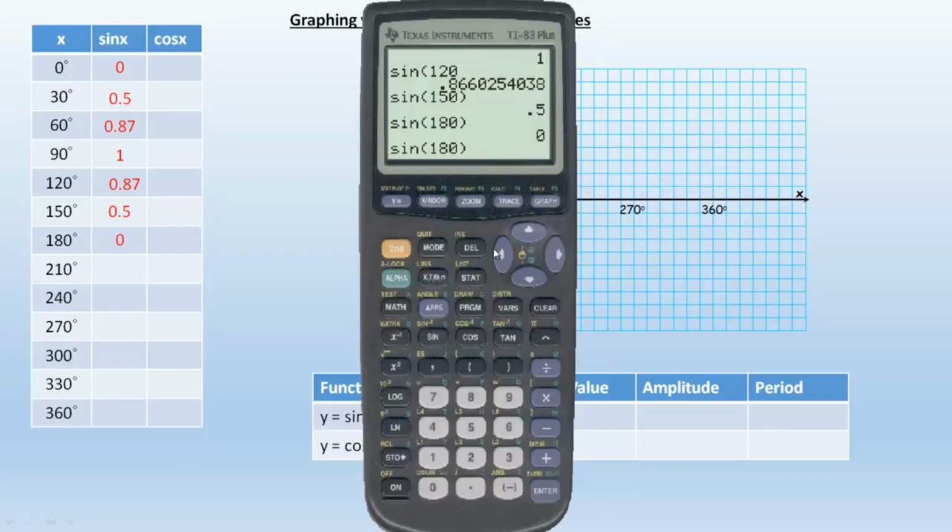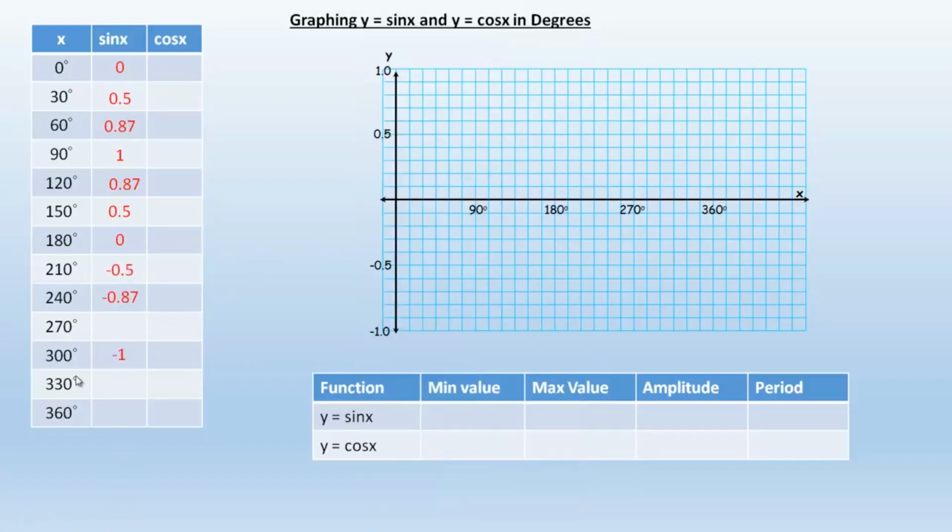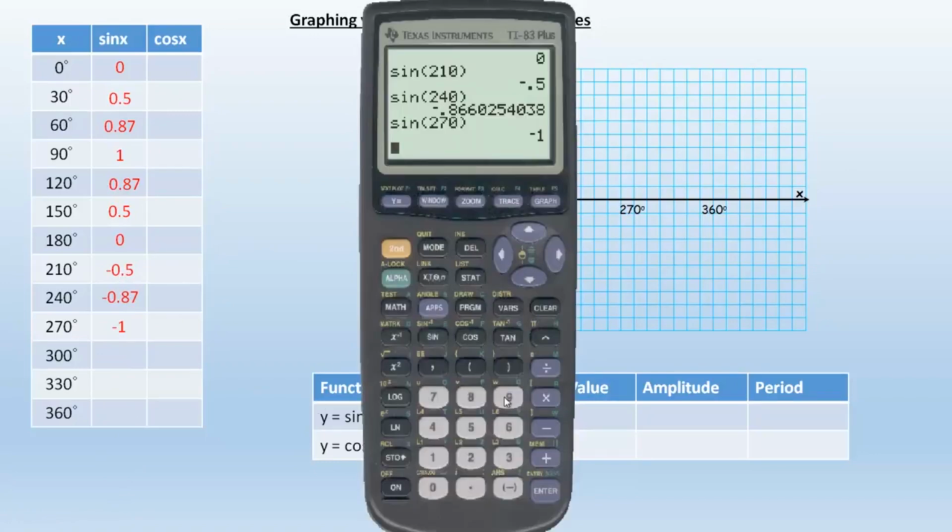Now we want to go to 210. So the 210 is going to be negative 0.5, and then my 240 is next. So that'll be negative 0.87, and let's go to 270. That one's going to be negative 1. So negative 0.5, negative 0.87, negative 1 for those three. And then we'll do the last three.